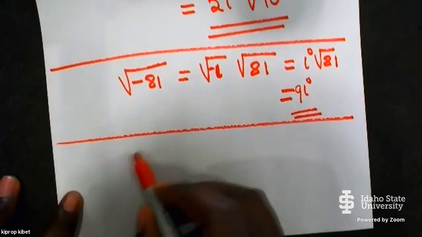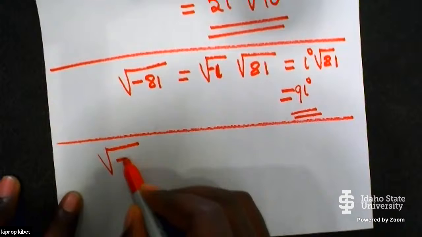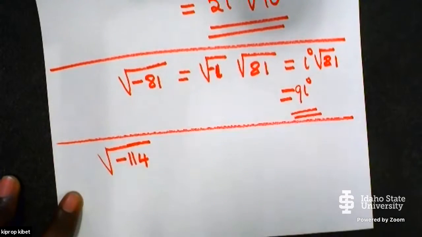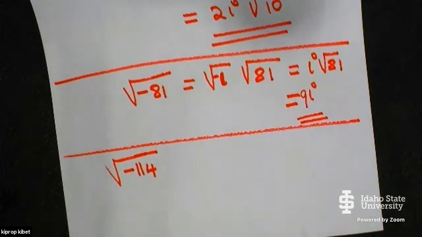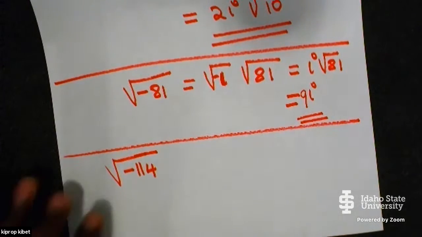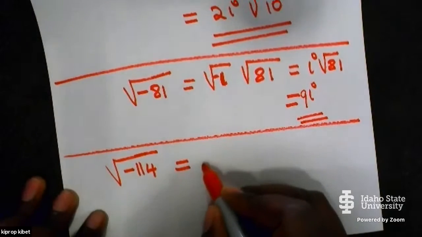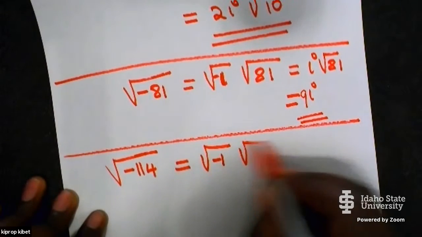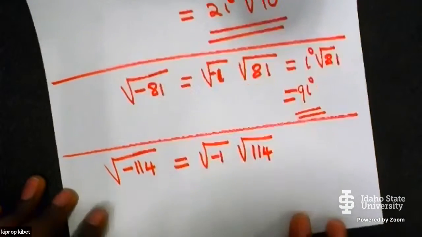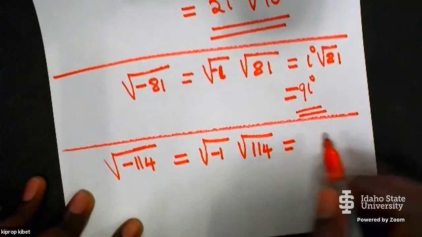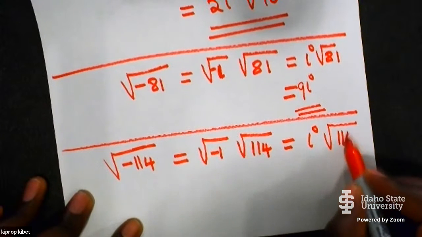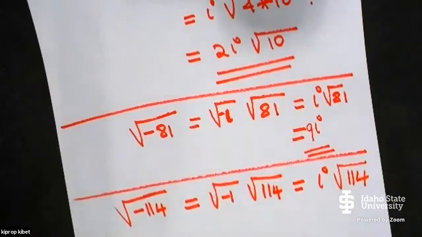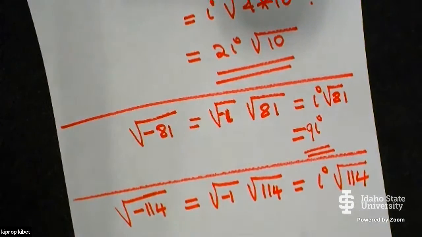Final one here, the square root of negative 114. So what is the square root of negative 114? It is equal to i, the square root of 114. Can we simplify 114? So we can leave it like that.